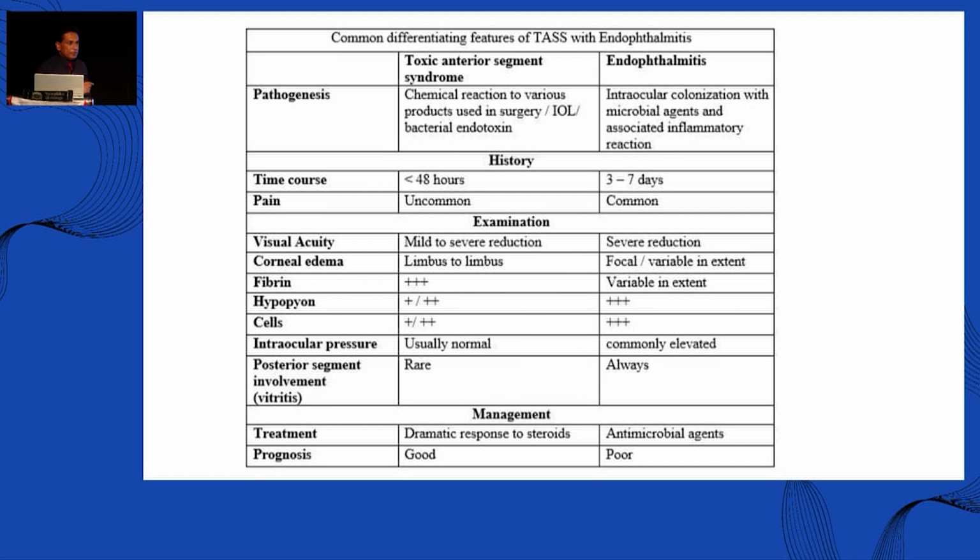Usually, in many studies done, the EVS and the ESRS, they show that endophthalmitis patients most of the time have reported much more pain and redness than TASS. In TASS, the pain is less, but you can see high intraocular pressure at presentation, and TASS appears very quickly. So when we start treatment for endophthalmitis, there should be clinical judgment about which type of case we are dealing with.